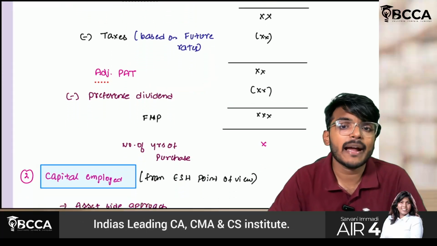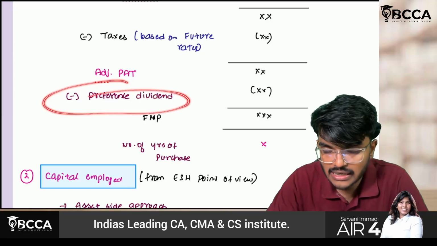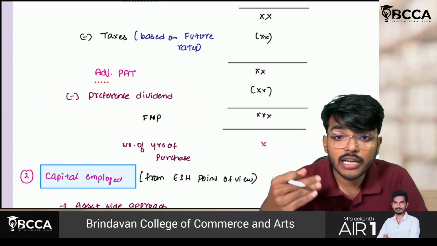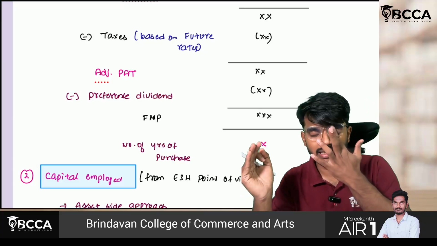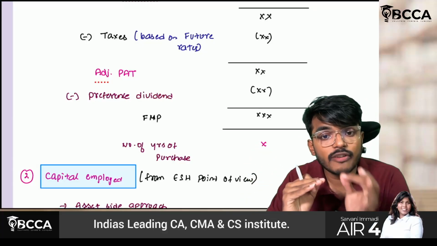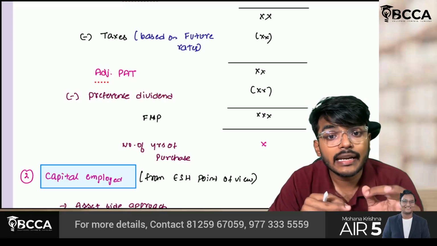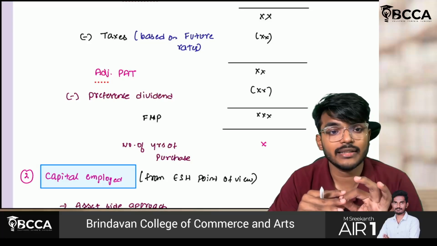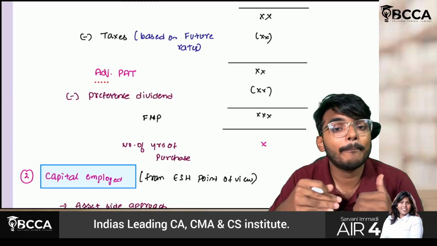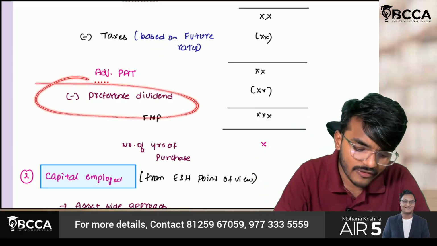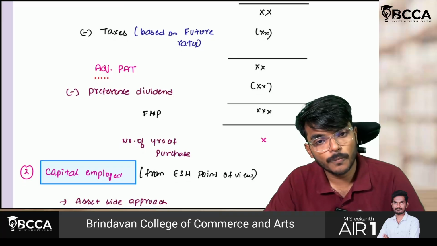To that adjusted PAT, you also have to make the preference dividend adjustment. Very important. Sir, why are we doing the preference dividend adjustment? Simple logic, guys. One logic I can say is that preference share capital is also treated as a financial liability as per Ind AS. That is the reason why the standards ask you to deduct this preference dividend also.